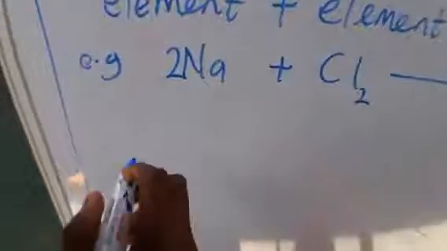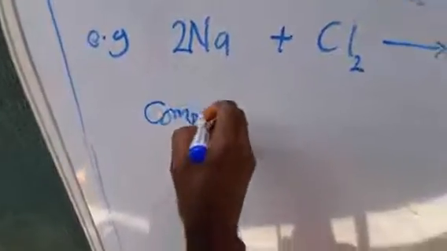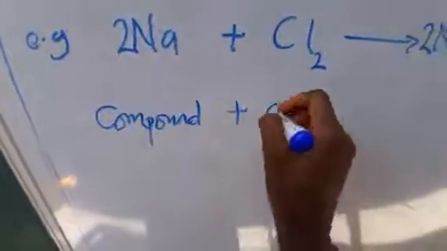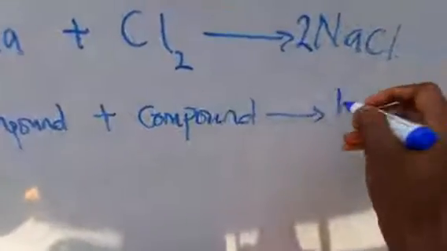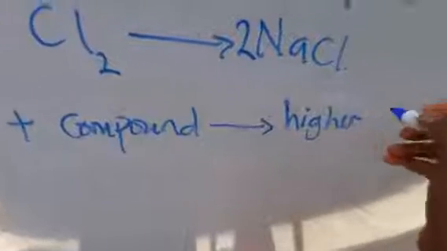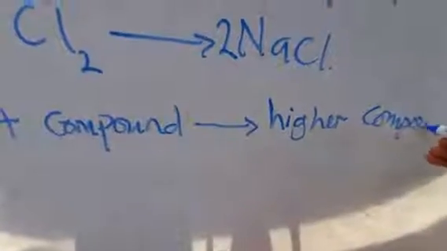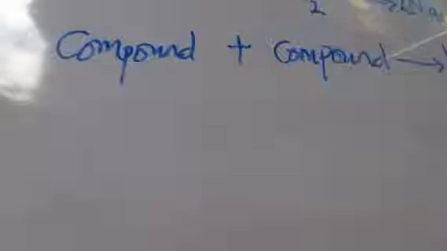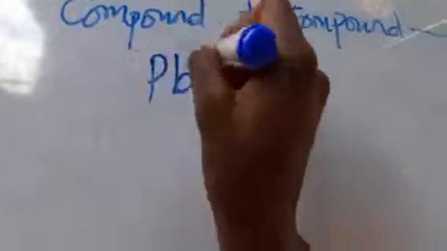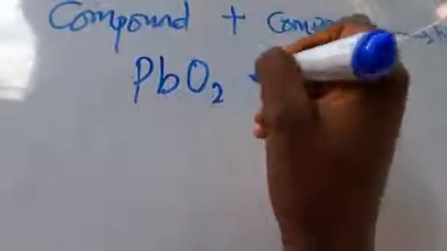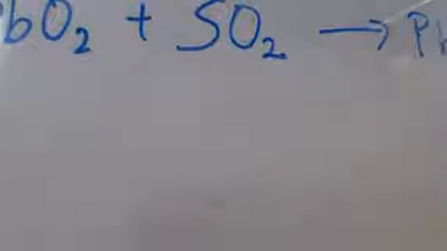Also, another way is a compound can react with another compound to yield a higher compound. An example of this is lead oxide reacting with sulfur oxide to give us lead sulfate.